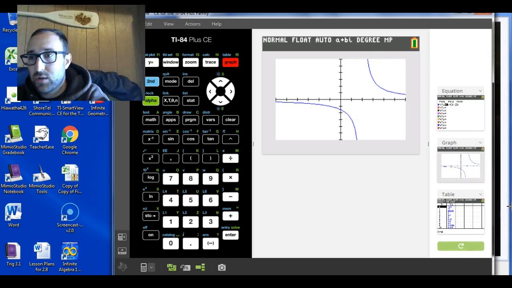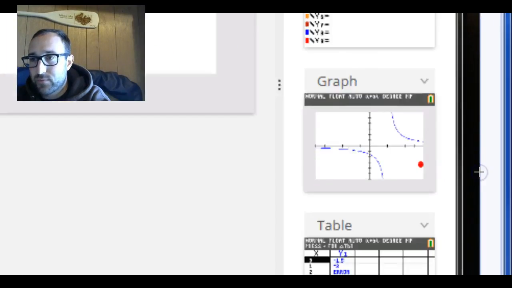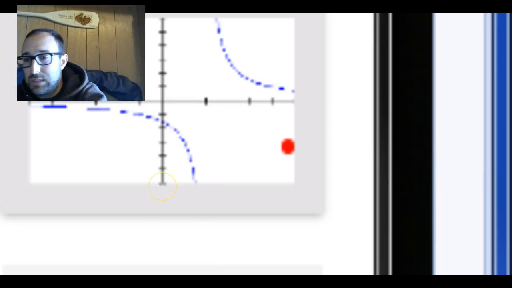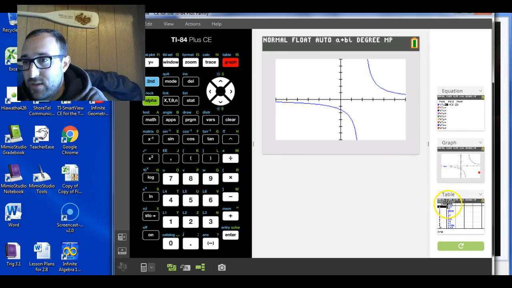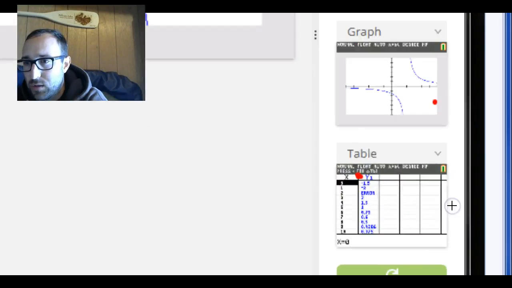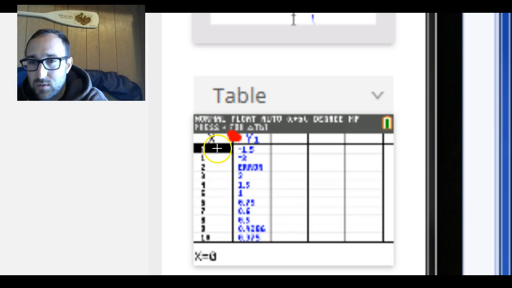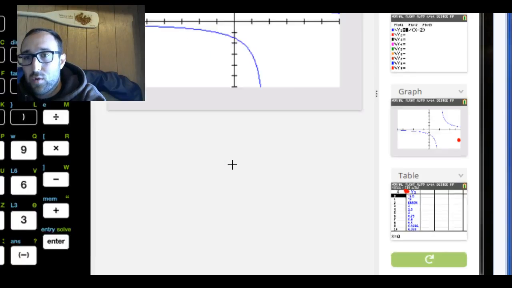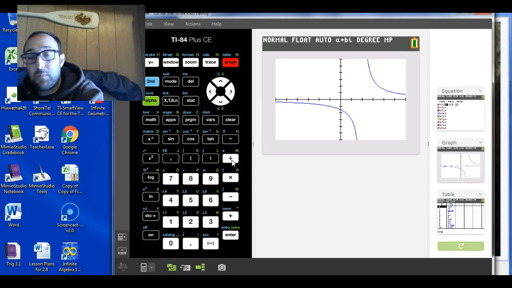We're going to look at the graph here, and then if we look at the table, it's the same thing. We can't really see it that well, but 2 is the error, and everywhere else it seems to be okay. So 2 is where the limit no longer exists, where it breaks apart. If you look at the graph, 2 seems to be the place where there is what's called an asymptote.